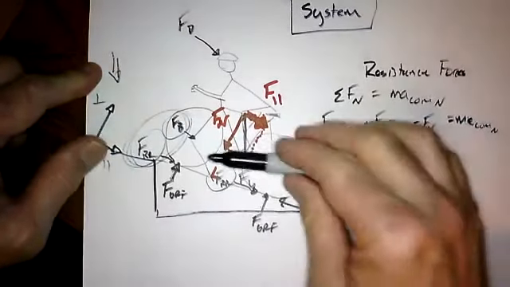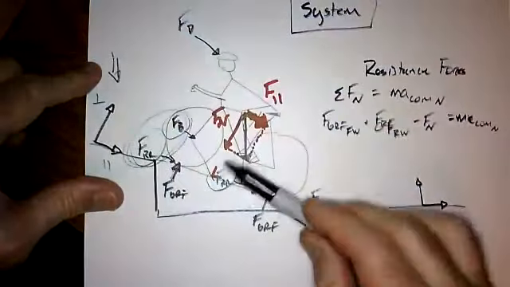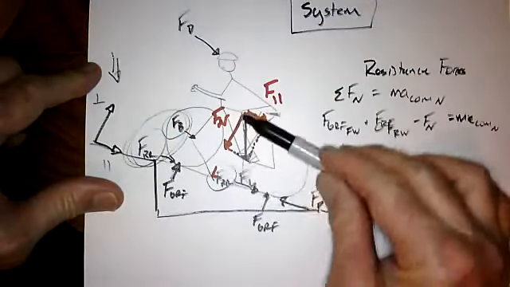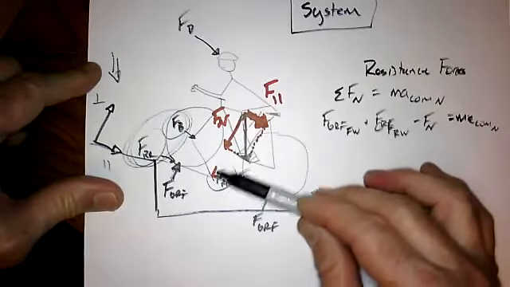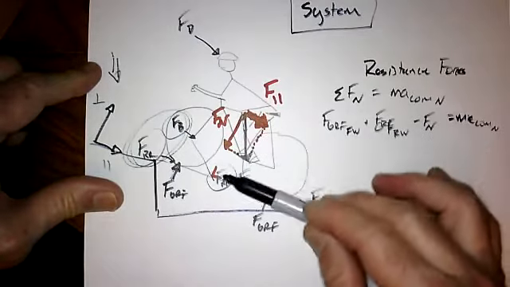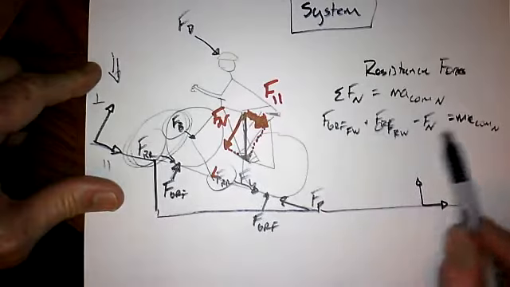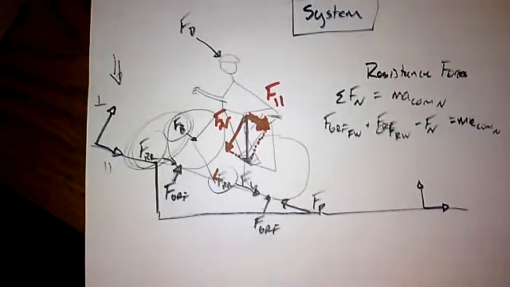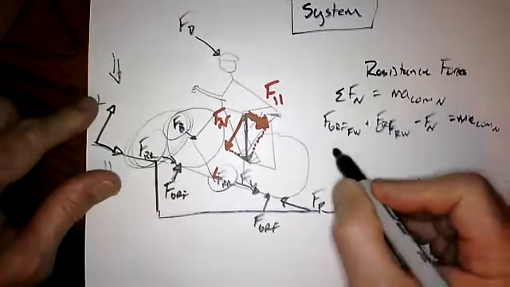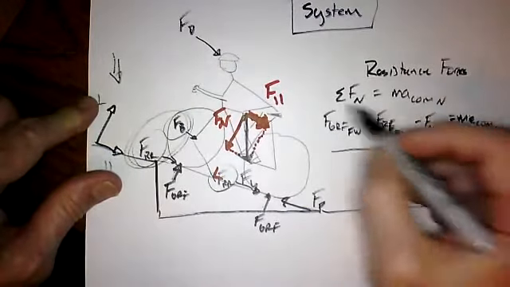Now, I'm not talking about moving uphill. I'm talking about moving relative to the surface. And in this case, the system is not moving in the normal direction. So all these forces will add up to zero because velocity will be constant and zero, therefore acceleration will be zero. Okay, so that's our resistance forces in the normal direction.